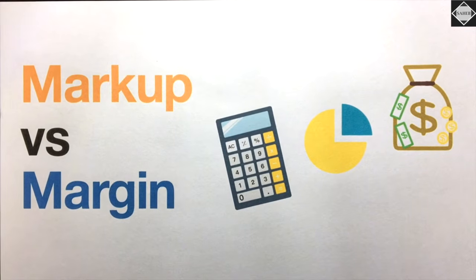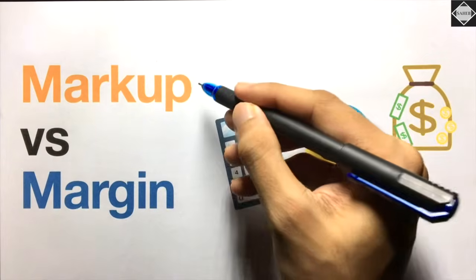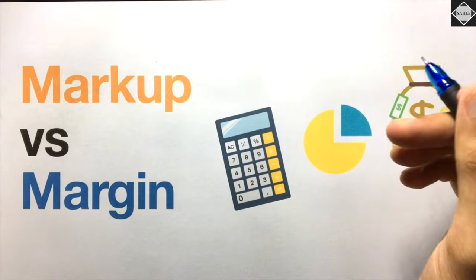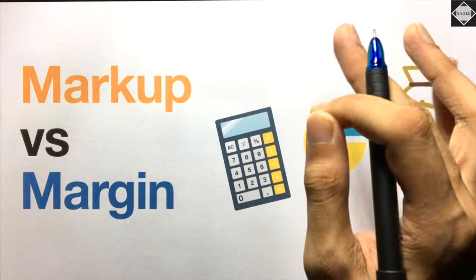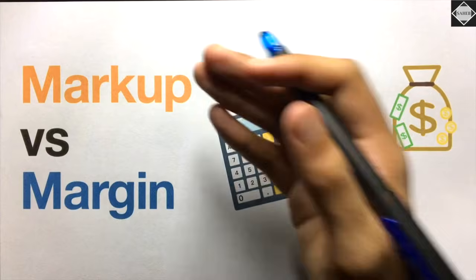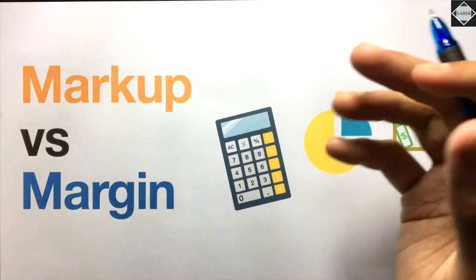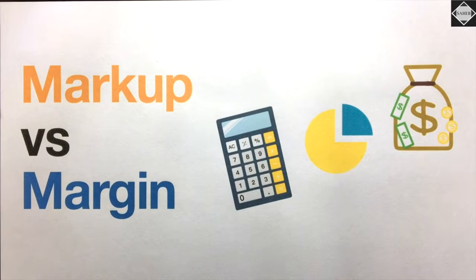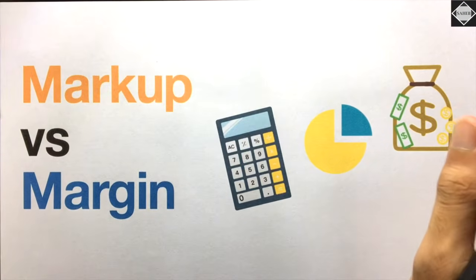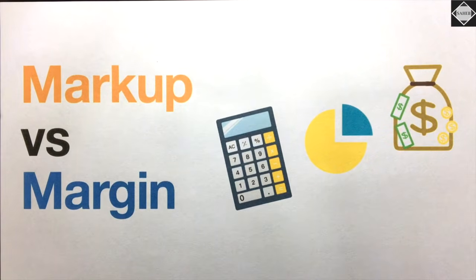Today in this video we are going to understand the concept of markup and margin, and we'll see how to calculate this with a formula. And then the most important thing is the interpretation. You should be able to understand, once you know how to calculate the markup and margin, what interpretation you can get out of this. That's very important, and we are going to see that with a beautiful example. All right, so let's start the video and let's get into it.